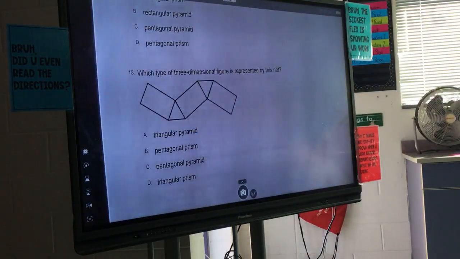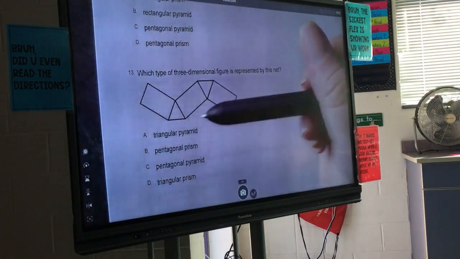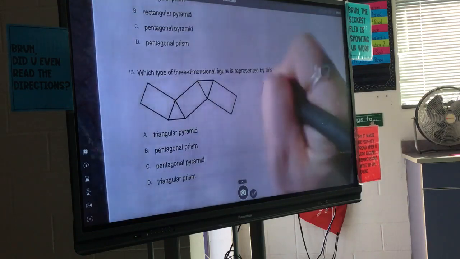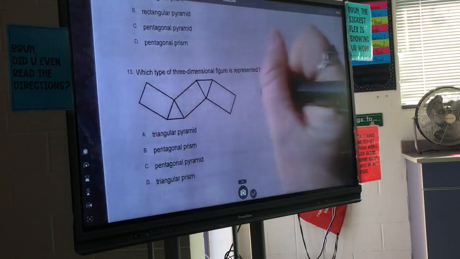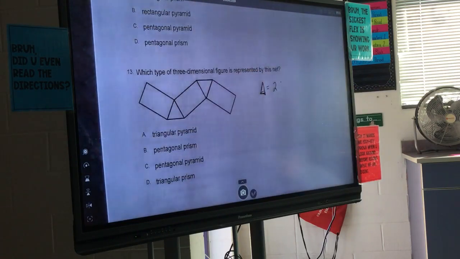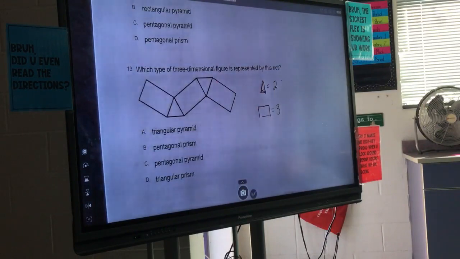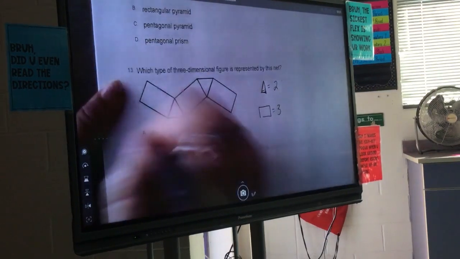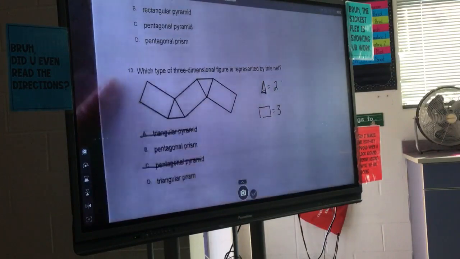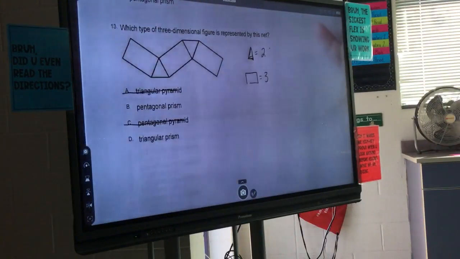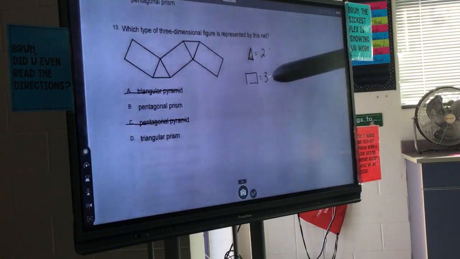How many triangles do you see in this shape? Camila? Okay, so I see two triangles. How many rectangles do I see? Marley? Three. So knowing that I see two triangles, that should automatically tell me it cannot be a triangular pyramid or a pentagonal pyramid. Why? Can I get rid of pyramids knowing that I see two triangular bases and three rectangular faces?